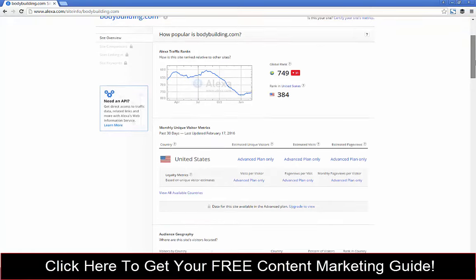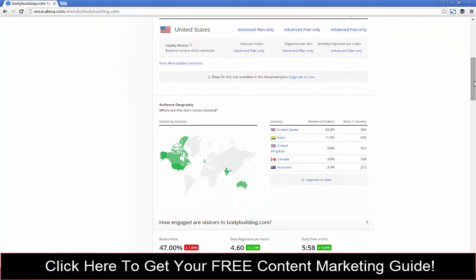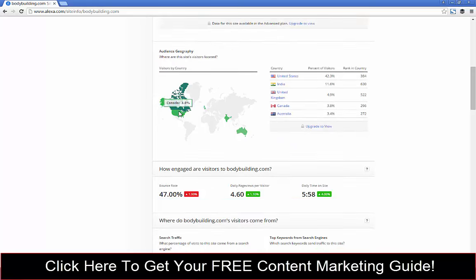So let's just have a quick look at what we can actually find here. So United States is obviously a massive visitor. You can see here 42.3% of all of the visits to this website are from the United States, and India is actually 11.6. That's actually a little bit surprising, to be honest, and I only say that because I don't know very many Indian athletes, let alone ones looking at bodybuilding.com.